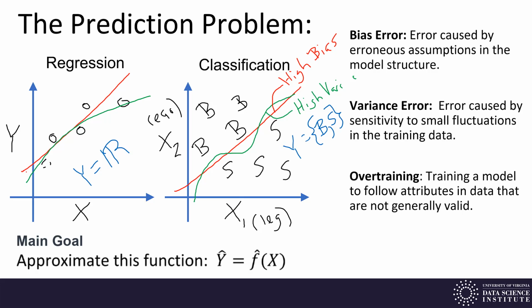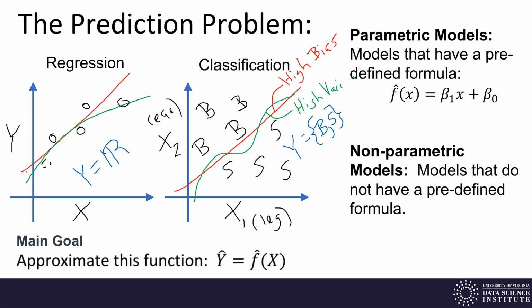One of the problems that we have to deal with, and it's a really good terminology for this problem, is called overtraining. Overtraining is when we've trained a model to follow attributes in data that are not generally valid. So, for example, in regression, if I chose the green model and I said, oh, as houses get larger, they don't tend to gain as much value for their size. If I added a bunch more data and I didn't see that trend continue in the data, then I would say that model is overtrained.